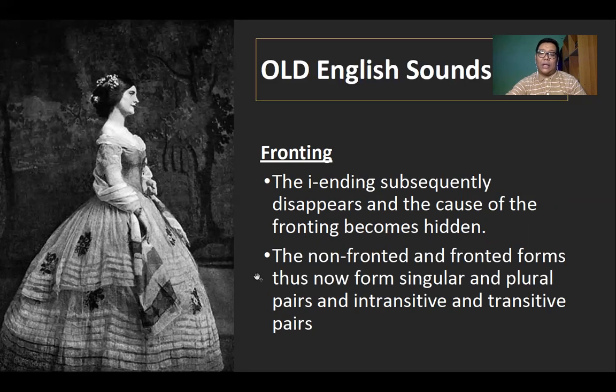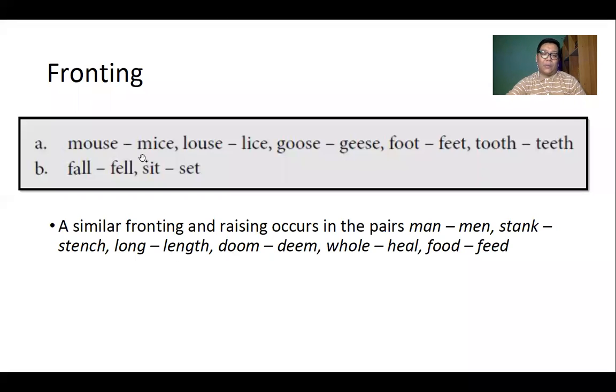The non-fronted and fronted forms thus now form singular and plural pairs and intransitive and transitive pairs. For example, in the words mouse, we have mice, and for louse, lice, goose, geese, foot, feet, tooth, and teeth. For verbs: fall, fell, sit, and set. Okay? These are all examples of fronting. A similar fronting and raising occurs in the pairs man and men, stank and stench, long and length, doom and dim, whole and heal, food and feed.